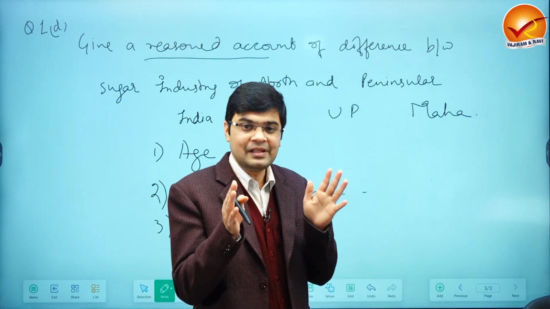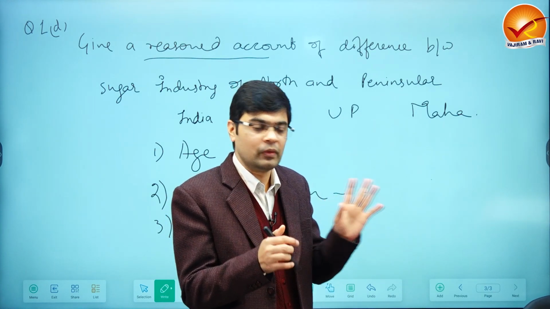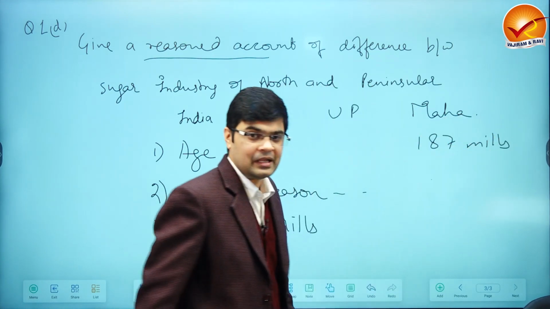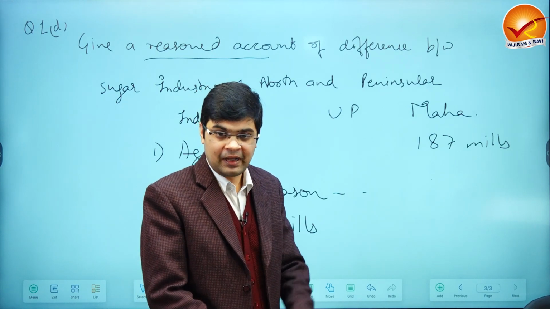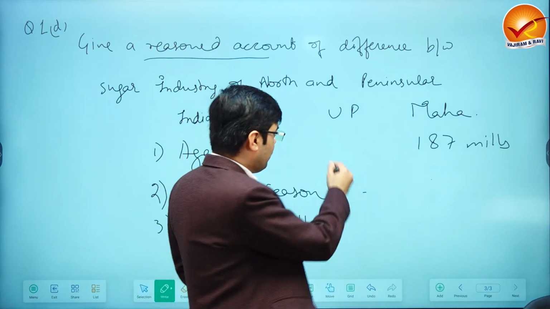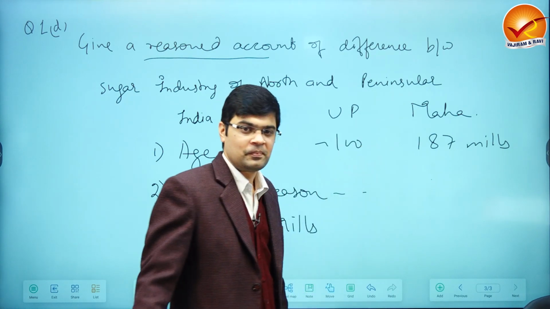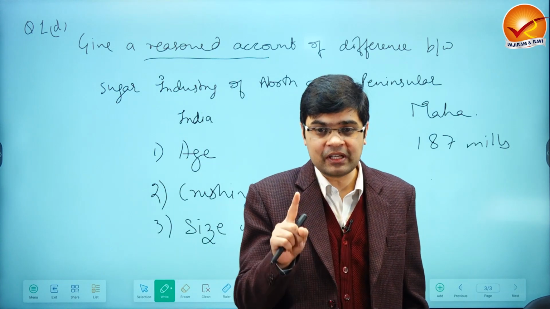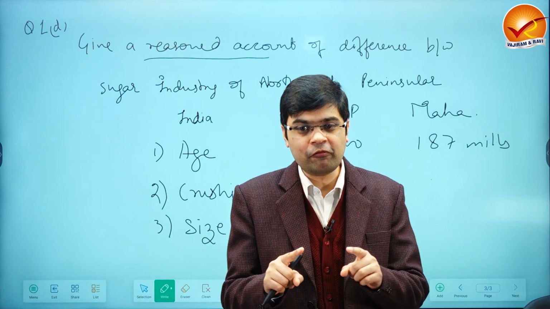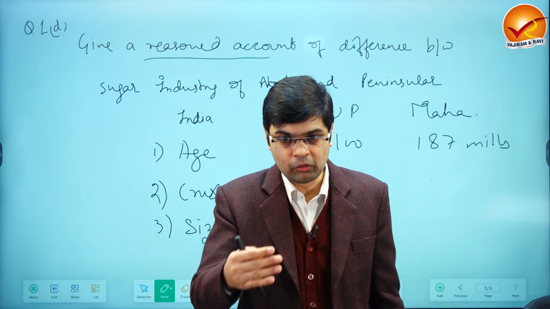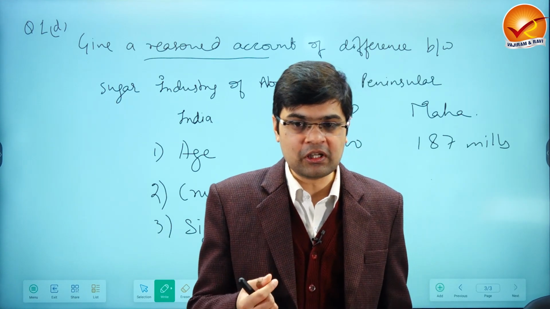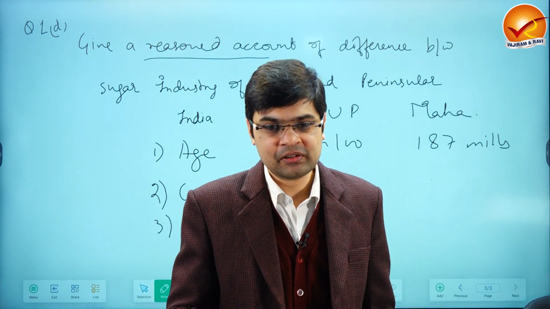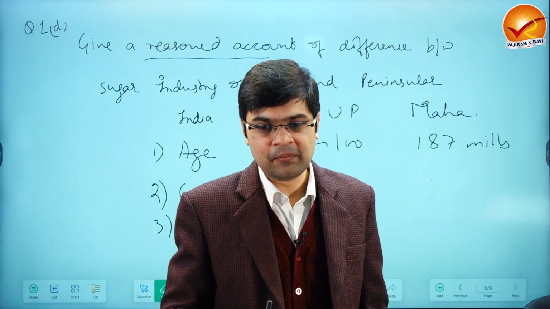But if I look at the number of mills in Maharashtra that operated in 2019-20, we had around 187 mills, while in UP, the number was approximately 100 mills. So we have fewer mills in UP, but the mills are of larger size. Like if you look at the mills of Western Uttar Pradesh, we have a large number of mills by Bajaj Hindustan. Large size mills are there. Okay? The size of the mill.